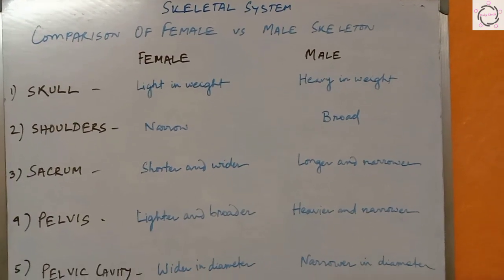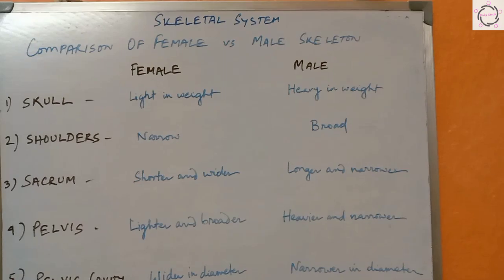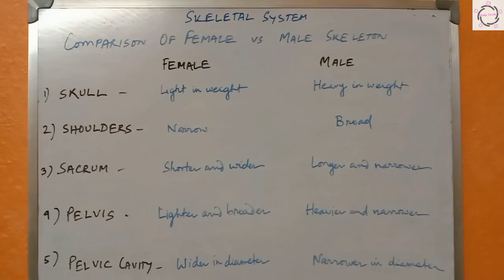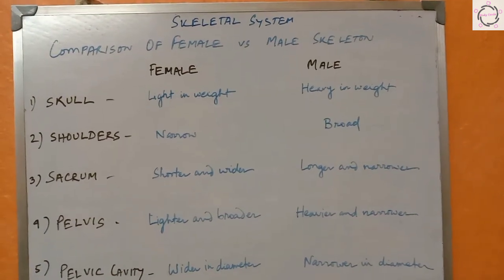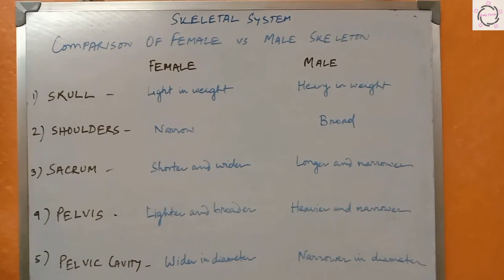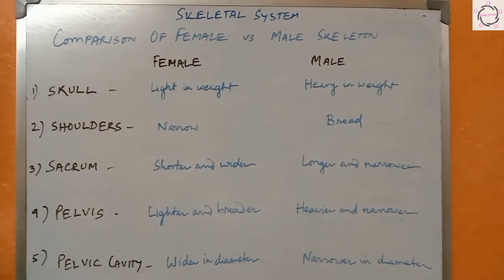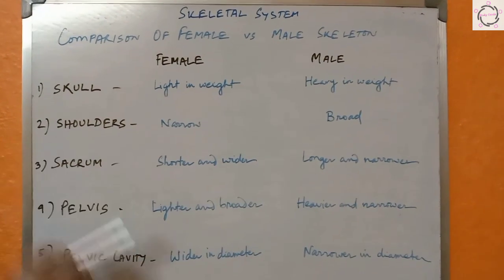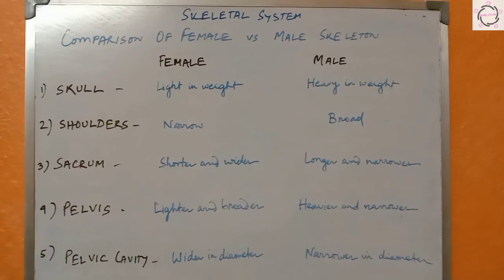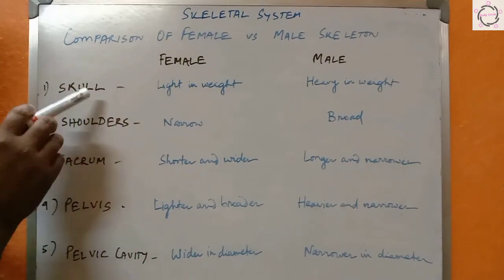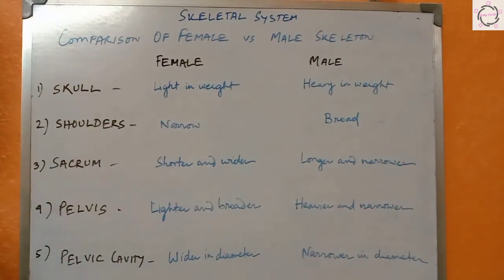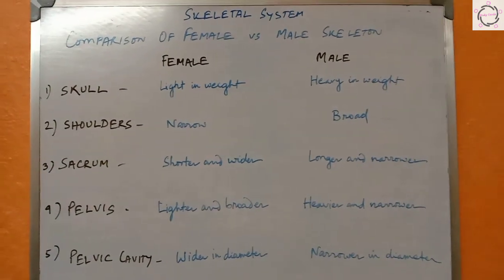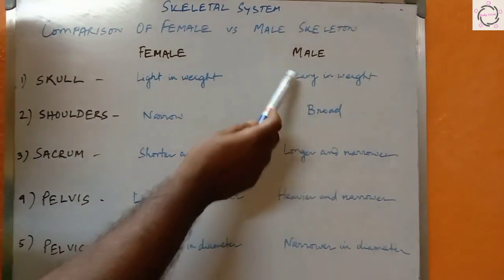Now, comparison of female versus male skeleton. Here I have made a comparison which is very important for forensic science. You may wonder how the police detect whether a skeleton is of a male or a female. The criteria I have arranged today. First of all, the skull is light in weight in case of female and heavy in case of male. Shoulders are narrow in case of female and broad in case of male.